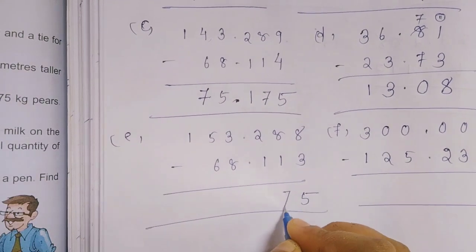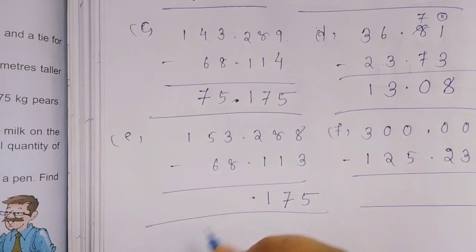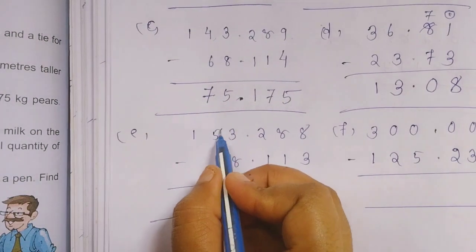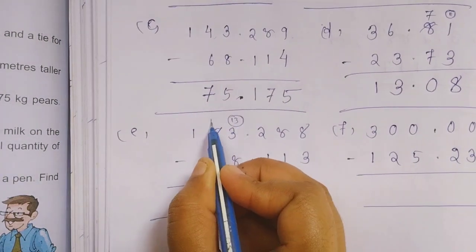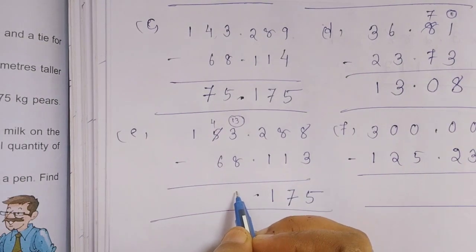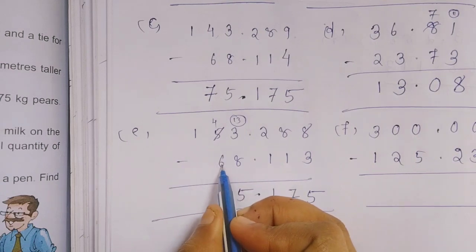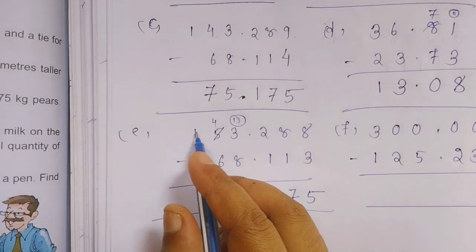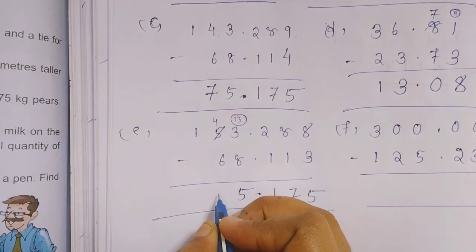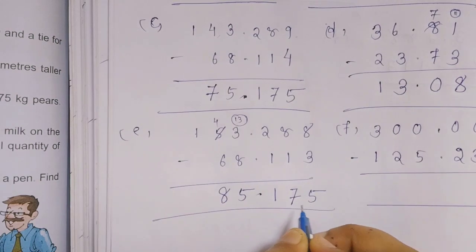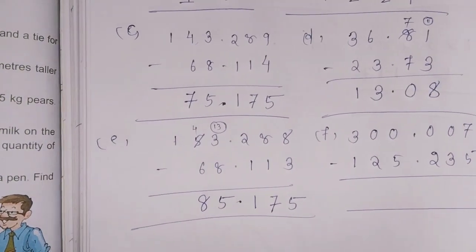Then 8 minus 3 equals 5. 8 minus 1 is 7. 2 minus 1 is 1. Then you put the decimal. Then 3 minus 8, you cannot subtract it, we borrow. 13 minus 8 equals 5. Then 4 minus 6, we cannot subtract it, we borrow. 14 minus 6 equals 8. 85.175.